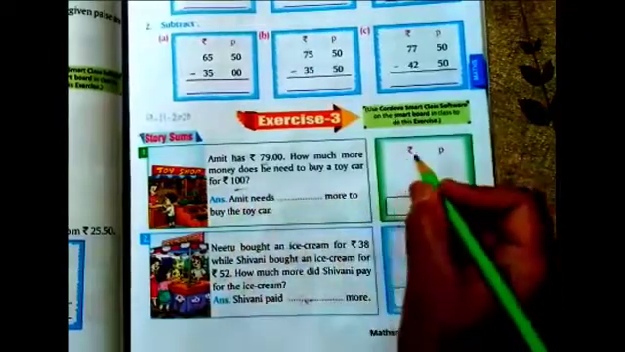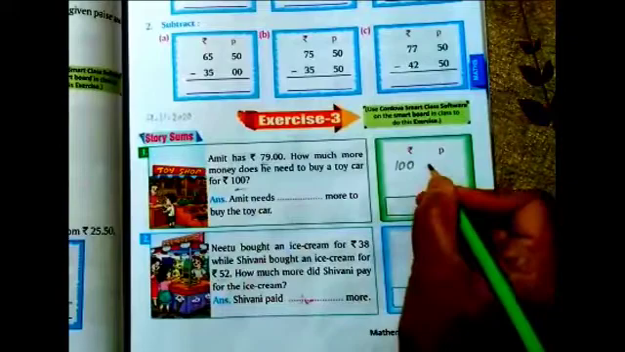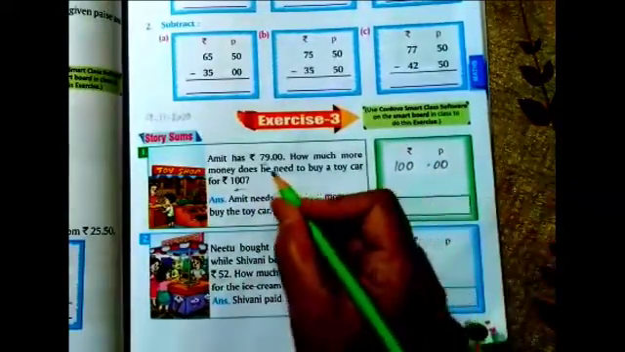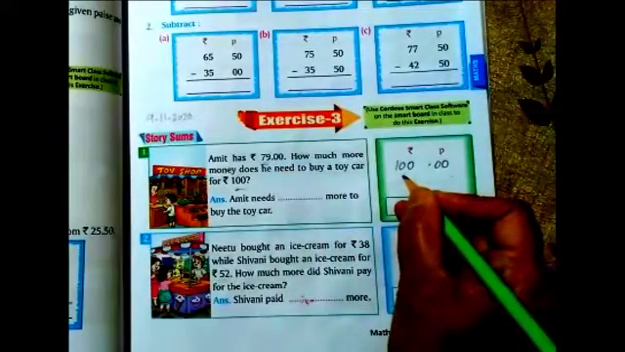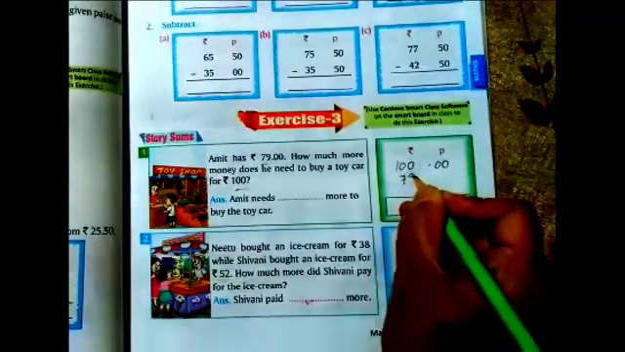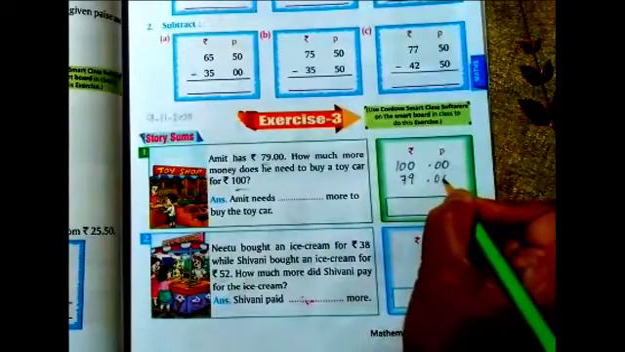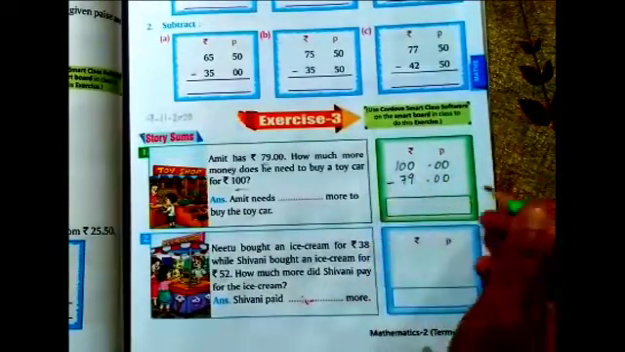So first you write 100. In paise's place you can write 00. And now Amit has how many rupees? 79 rupees. So how do you write 79? 7 on 10's place, 9 on 1's place. Here you can put dot and write 00. Okay, put a subtraction sign.